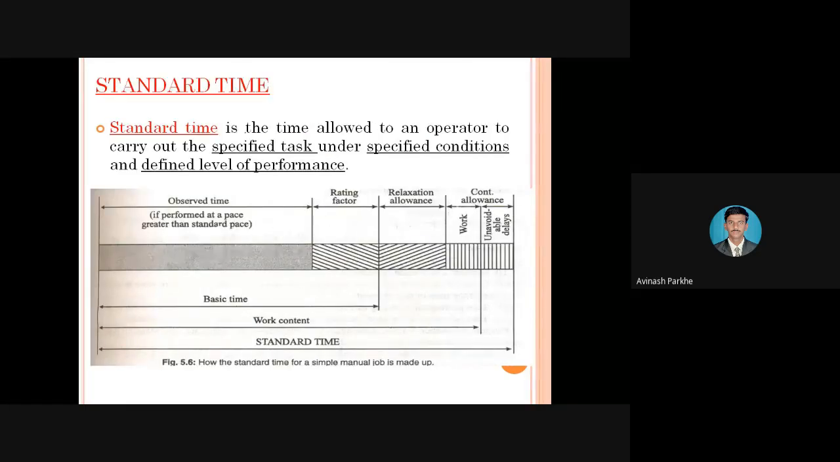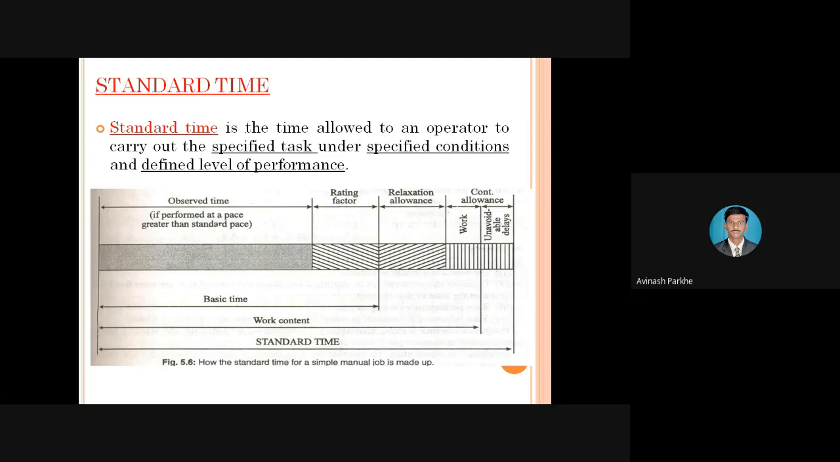And now we have to discuss the standard time. So now we have to solve some numericals based on this chapter, where we have to calculate the standard time. Whenever I have to calculate the standard time, I have the formula: standard time is equal to basic time plus allowances. So for each and every task, an allowance will be given. We have discussed different types of allowances.